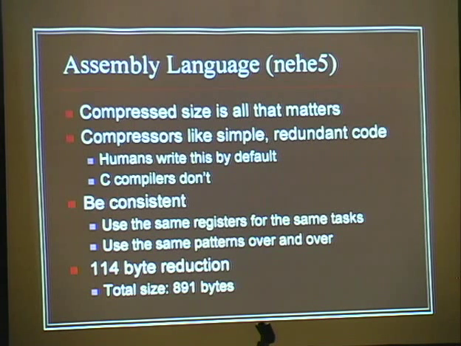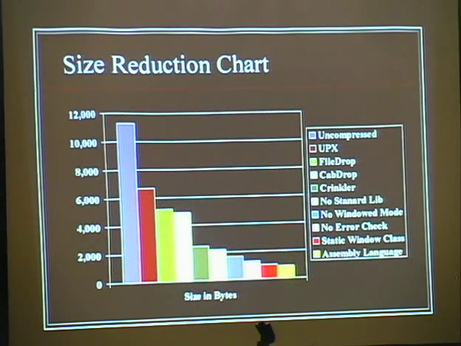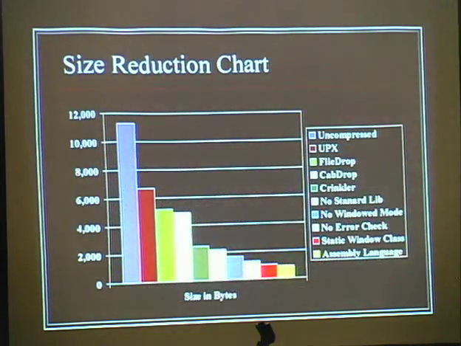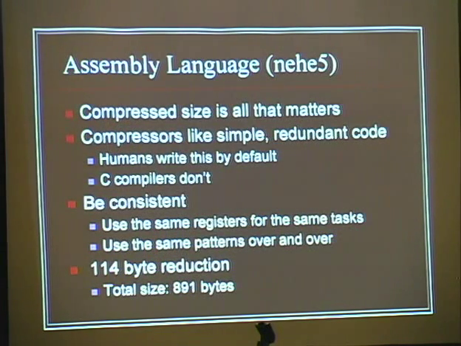And if you do try hard, you can get even better savings. For example, if you explicitly use the same registers for the same tasks over and over again, the compressor learns about those patterns and just repeats them. I did it, and we got a 114 byte reduction. Not much, but if you're willing to try it, you can get some good savings over a sustained period of time, maybe enough to fit in another effect or 2. That's about as far as it's going to go. Let's start adding some stuff back in. We've got over 3 kilobytes to work with.